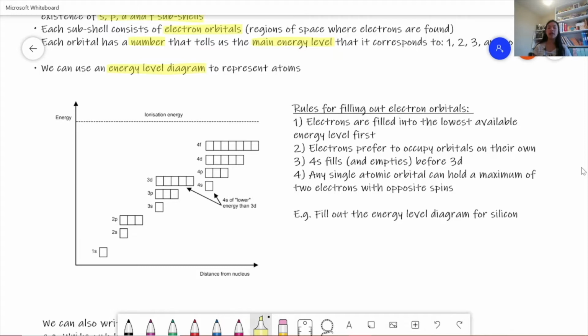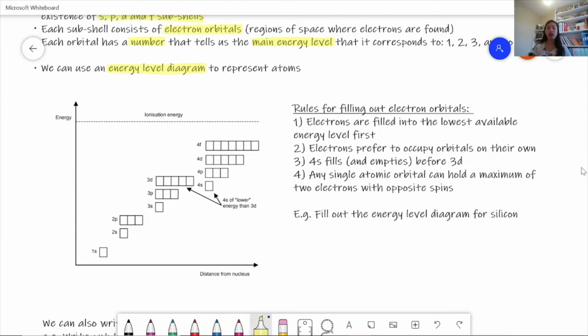We also find that if we go further and further out, so when we get to higher and higher main energy levels, the energy increases. So for example, the 4th shell will have a much higher energy than the first shell. And so, quickly running through subshells and the orbitals. For the first main energy level, we only have one subshell, and that's the s subshell. And the s subshell consists of one orbital, which is the s orbital.